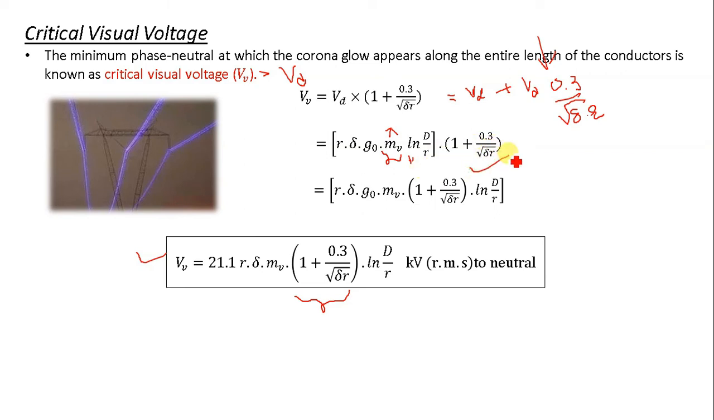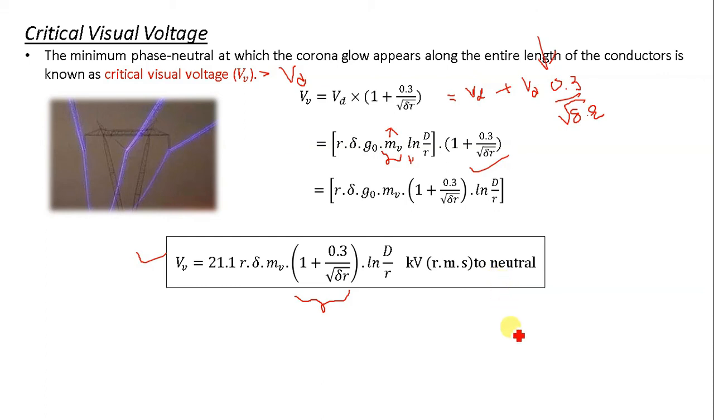In that way, you can find the value of critical visual voltage as 21.1 m_v times delta times r, multiplied by 1 plus 0.3 divided by the square root of delta into r, times the natural logarithm of d by r. Obviously the unit will be kV RMS to neutral.